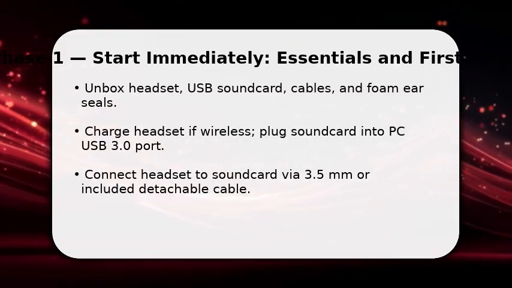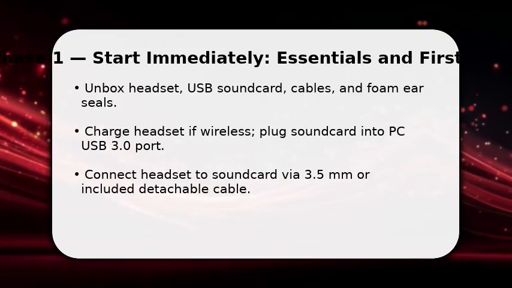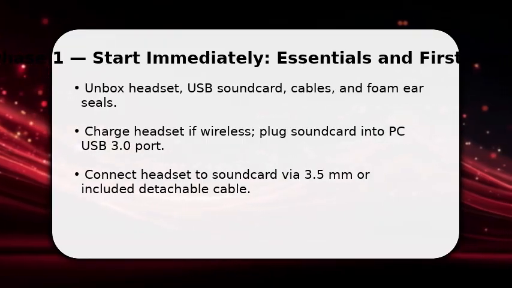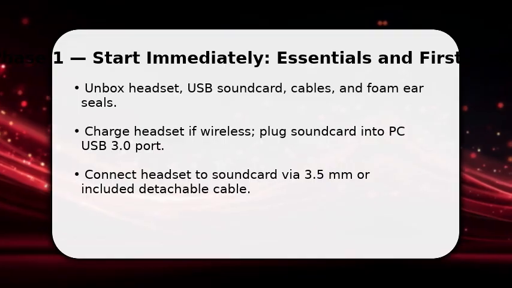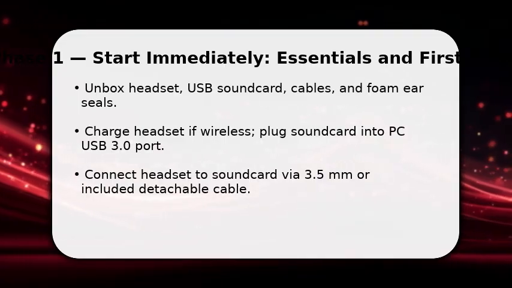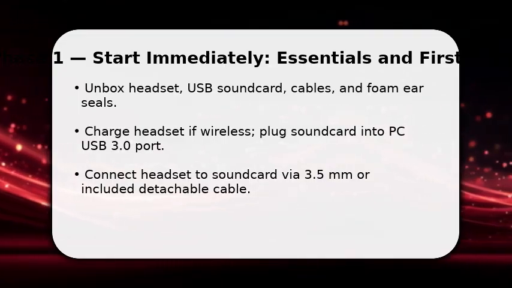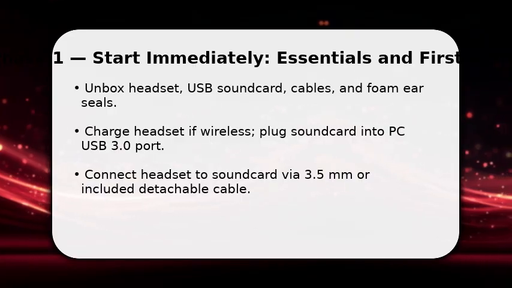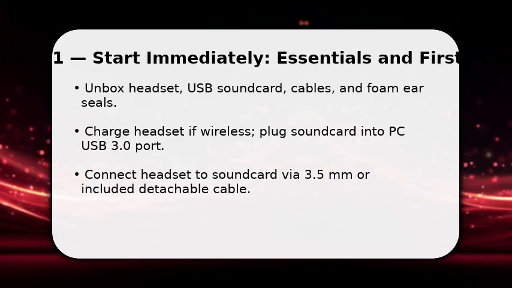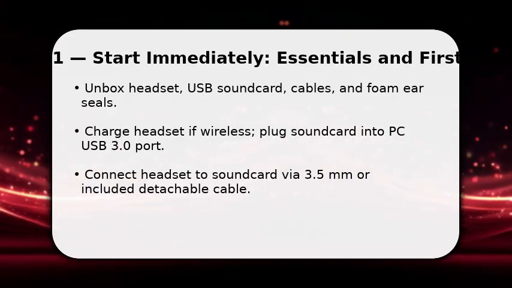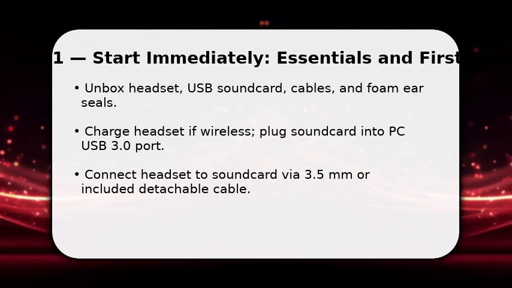Next, attach the headset to the sound card using the detachable 3.5 cable or the provided USB cable, depending on your model. This initializes the DAC and the microphone path. Once done, power on the headset and watch for LED confirmation, because a proper connection prevents later audio dropouts.